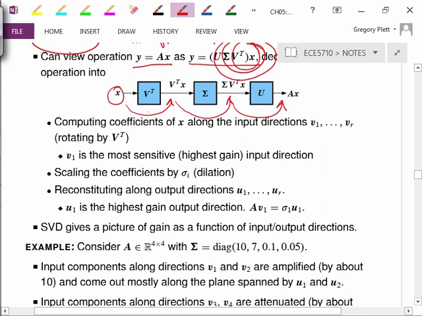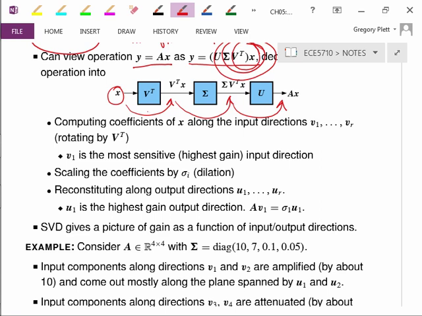So the first thing I do is I take X and I rotate it in some space so that I'm computing coefficients of X along these input directions V1 through VR. And V1 is the most sensitive input direction. It has the highest gain overall, and the last one, VR, is the least sensitive. It has the lowest gain overall of all the input directions.